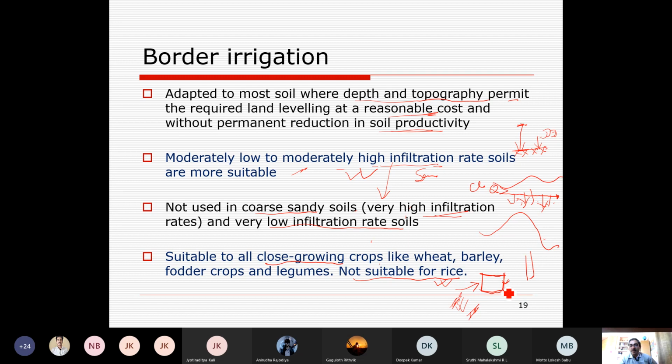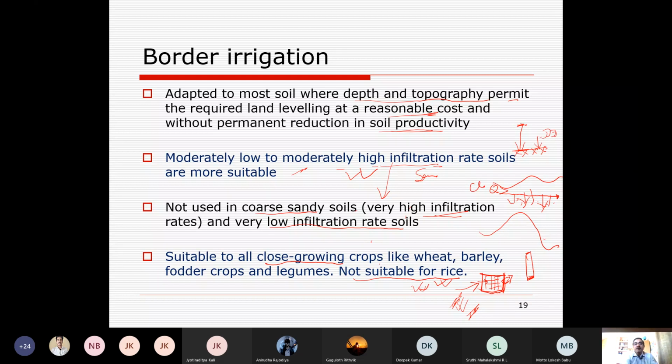The bunds have a permanent height of 30 centimeter, so that we can flood water and store a kind of flood condition of at least 5 to 10 centimeter, avoiding any overtopping. It is near about 30 centimeter high bunds we are placing. So there is a difference between bunds and borders, and that's why border is not suitable for rice. But if you are making a bund rather than a border, it is very much flooding the area and we can use it.